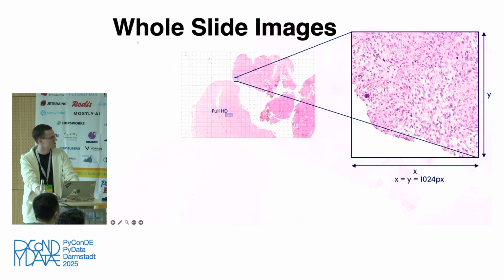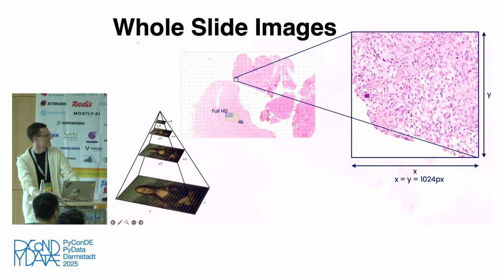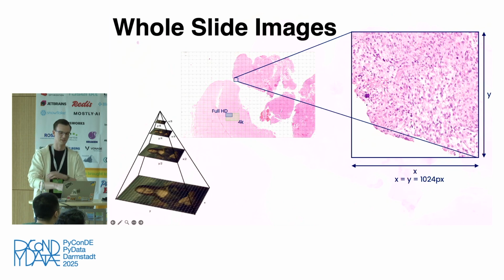But if you think about what full HD is in this case, and even 4K, you see there's an enormous amount of data in each single image we work with. How can we actually work with it? This was 6 months of my master thesis because nobody told me. These things are saved as pyramidal tile TIFFs, or should be saved in a pyramidal structure.